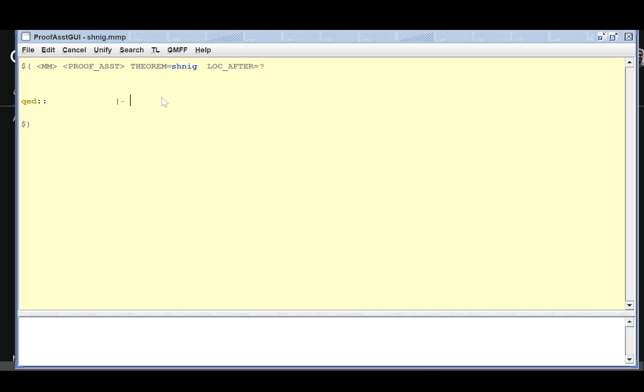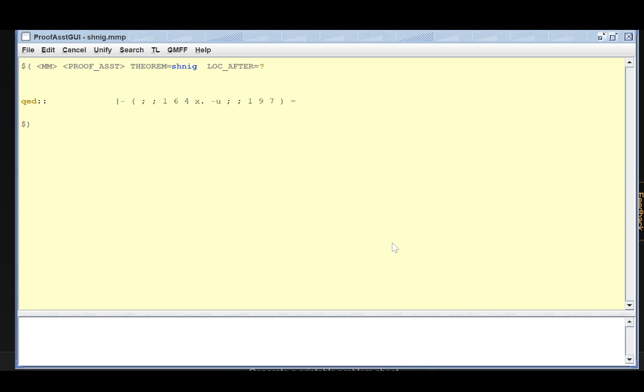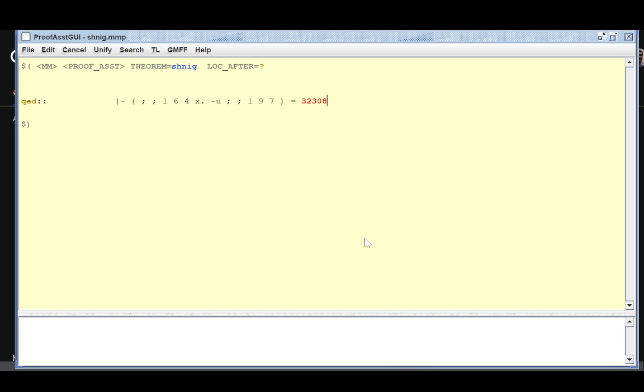Okay. So we have 164 times minus 197, I think it was. 164 times minus 197, and that is equal to this, 32,308. 4 of those, and minus u. And again, that's how you write minuses in metamath, is to use minus u.